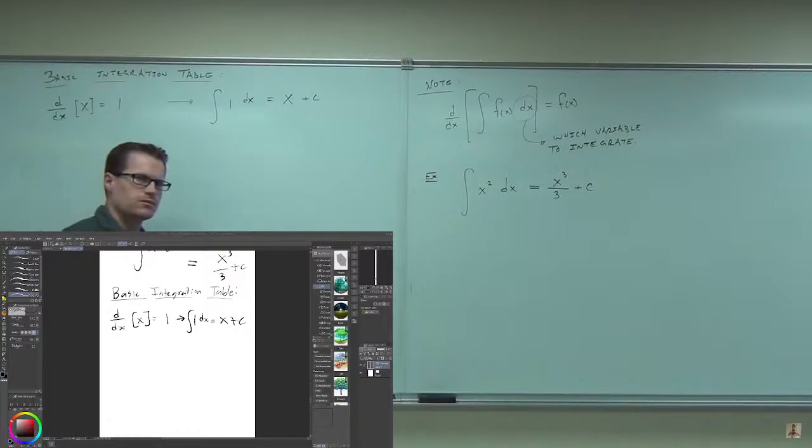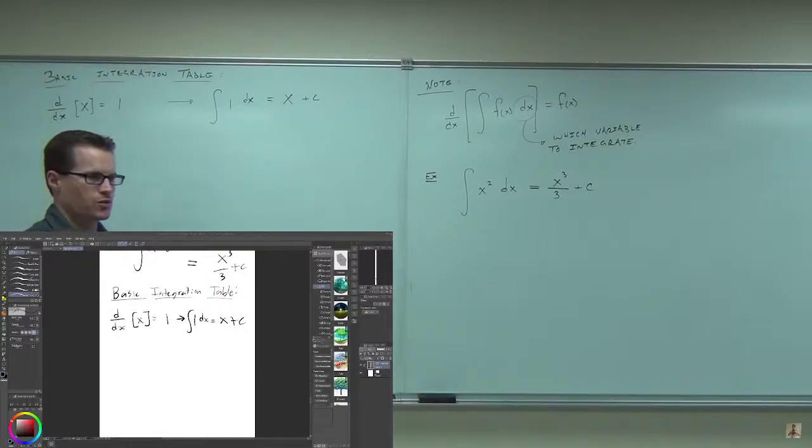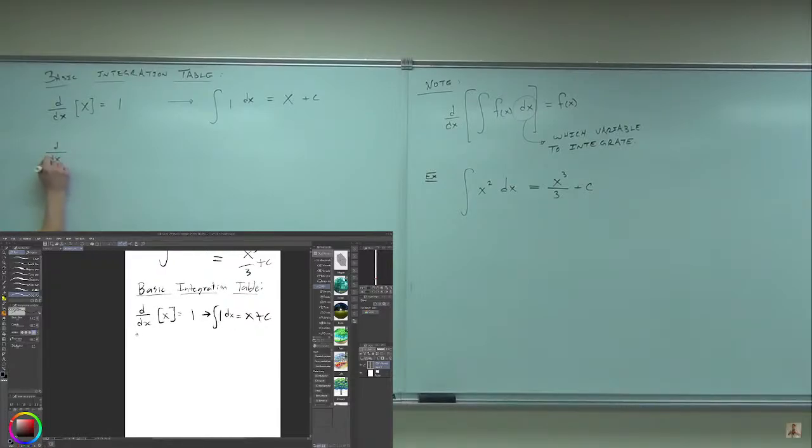You okay with this so far? Okay. Let's do this in general. What was the derivative of x to the r power? What do you do with that? What do you do?